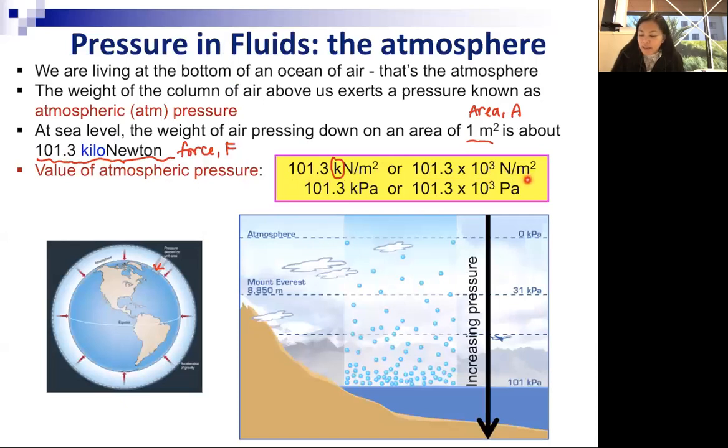Okay. And newtons per meter squared has a special name. It's the pascal. This is very common. I think we will mostly use pascals to quote pressure. So instead of kilonewtons per meter squared, it's the same as kilopascals, or times 10 to the 3 newtons per meter squared is times 10 to the 3 pascals. So atmospheric pressure is because of the force exerted by the air molecules above us.